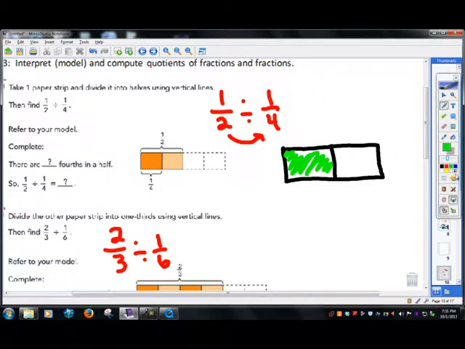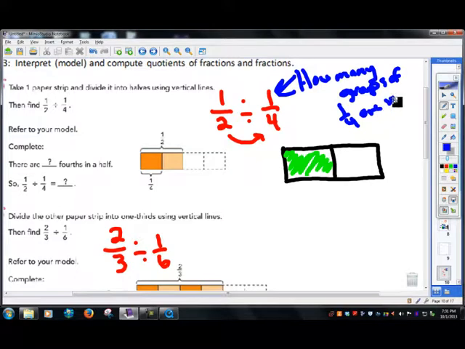Now we're going to do the same thing that we've been doing. We're going to ask the question, how many groups of 1/4 are in 1/2? So what we've got to do now is model 1/4. Now, this is a little bit different. This is where it's going to get a little bit confusing. But think of it like this. You're just taking it and you're going to cut this thing into fourths. Okay? Let me just do it and then I'll explain myself.